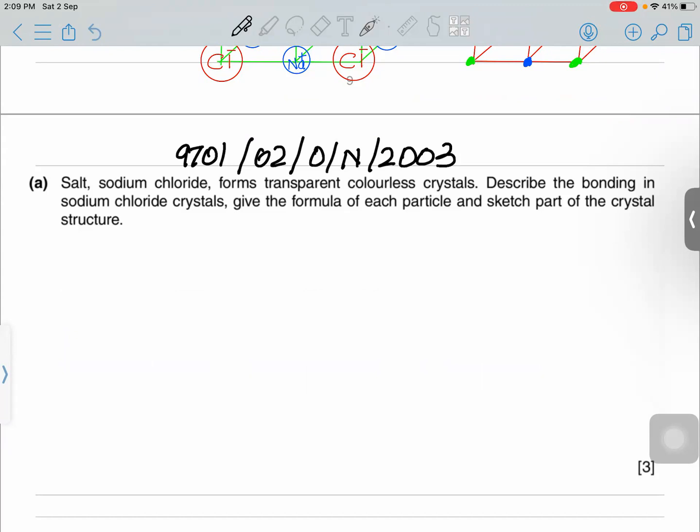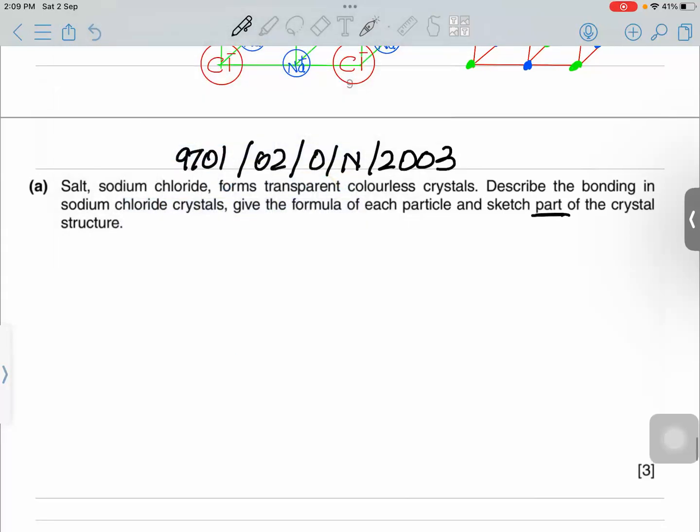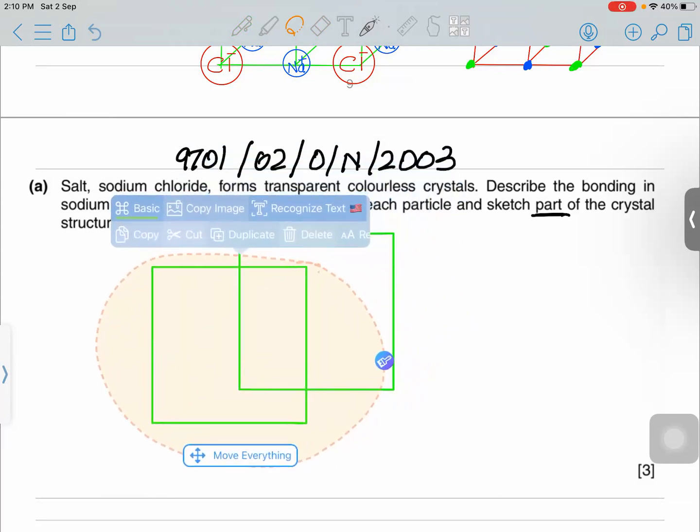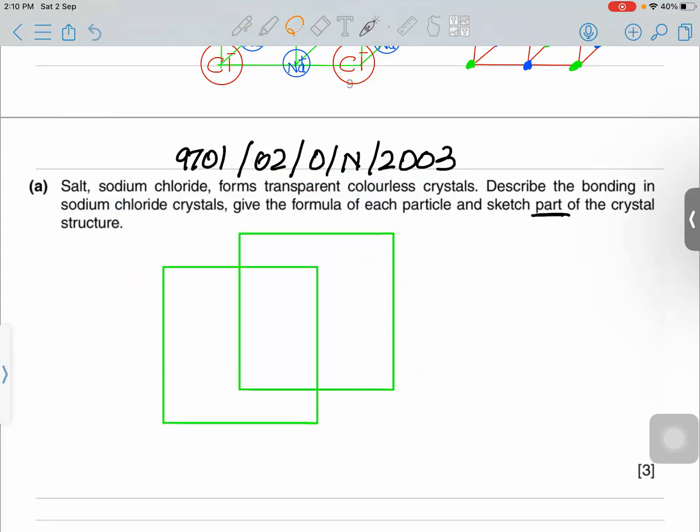Draw sodium chloride lattice, right? Sketch part of the crystal lattice. Now, you can easily draw a crystal lattice. Draw a square. Now, draw another square. Now, join these lines. This is a single unit, part of the crystal, right?